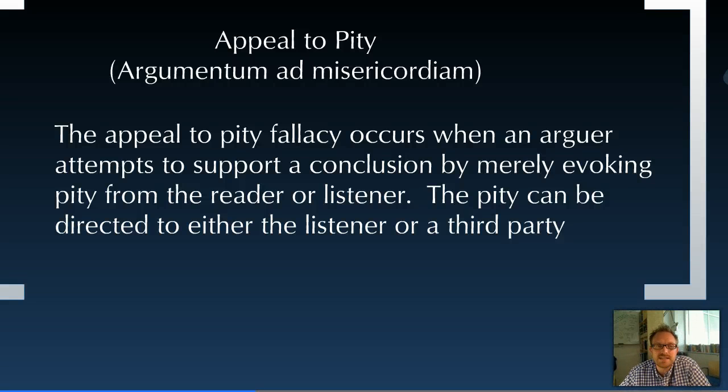The appeal to pity is easy to spot, but maybe not quite as easy as the appeal to force. The appeal to pity, or the argumentum ad misericordiam, the argument by misery, essentially. This occurs when an arguer attempts to support a conclusion by evoking some sort of pity from the reader or the listener. This is a pity argument. And the pity can be directed either to the listener or to a third party. These arguments are more difficult to spot when they're directed towards third parties, especially if they're couched in technical language, for instance.